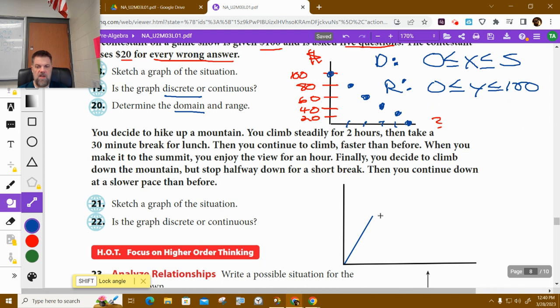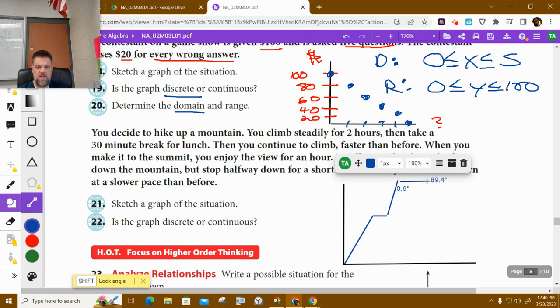Then you take a 30-minute break for lunch. Do you go any higher? No. So you just kind of like that. You don't go any higher. You don't go any lower. Then you climb faster than before. And when you reach the summit, then you enjoy the view for an hour.